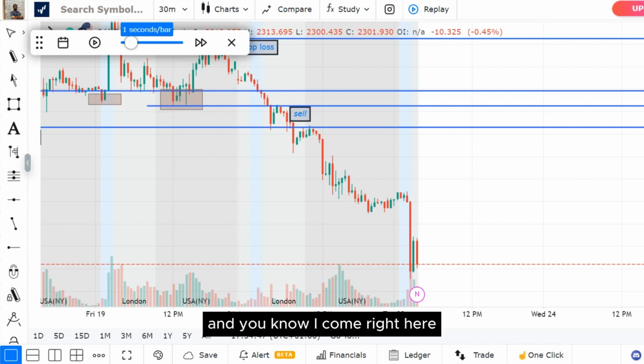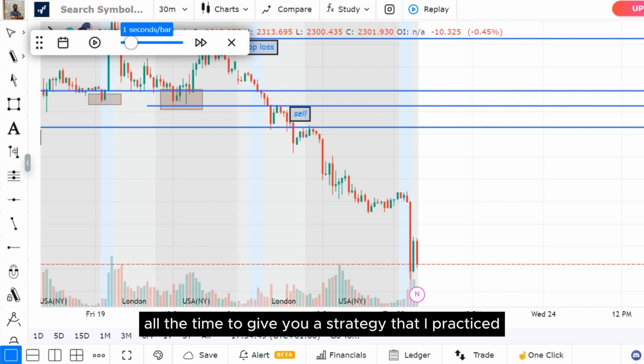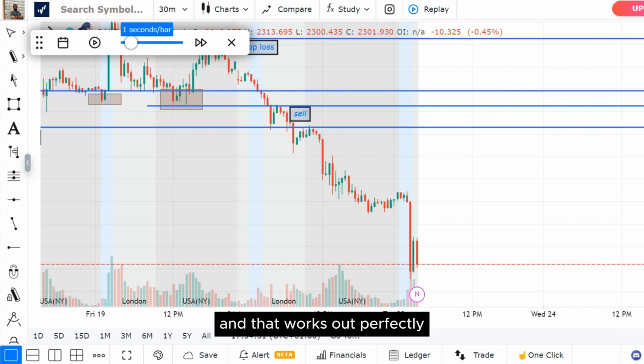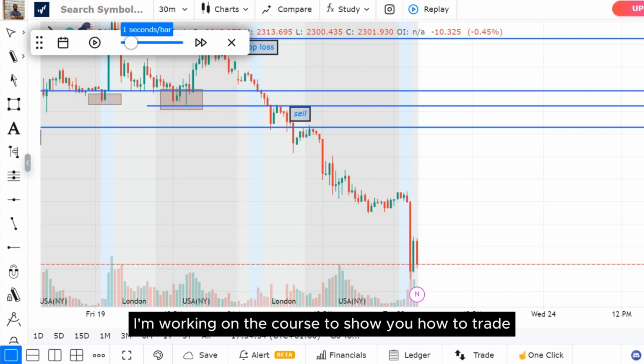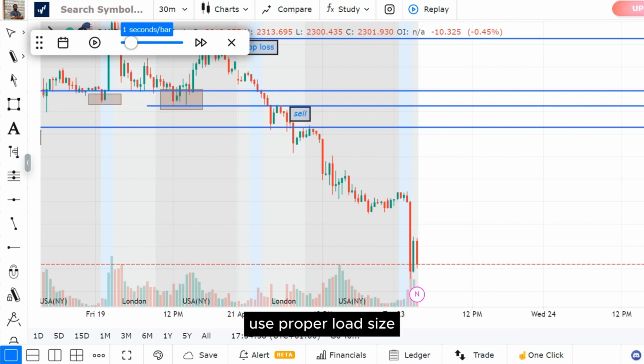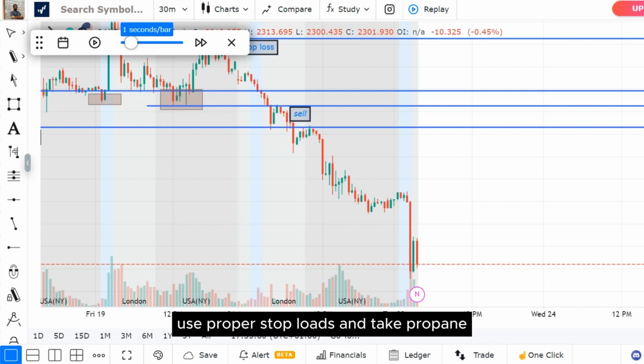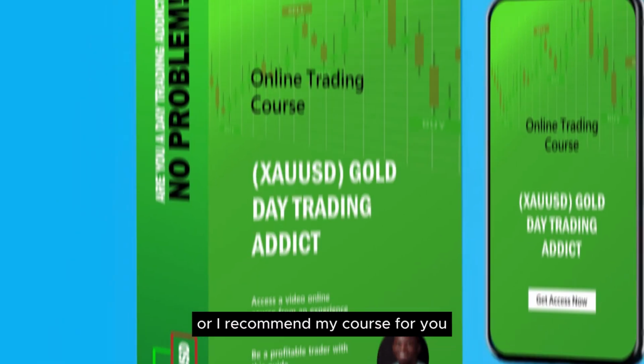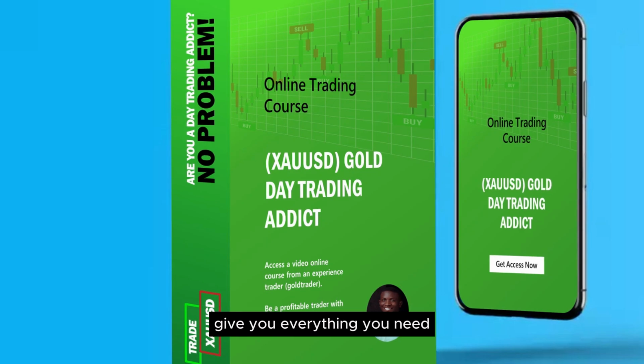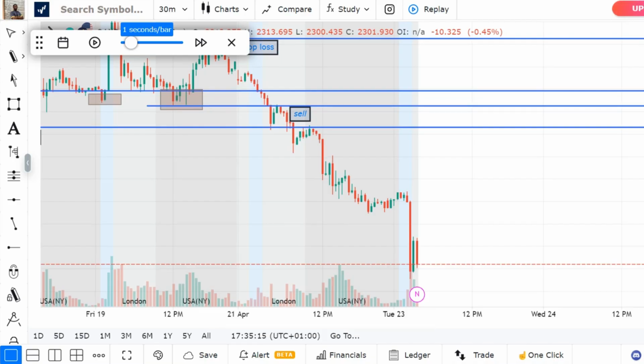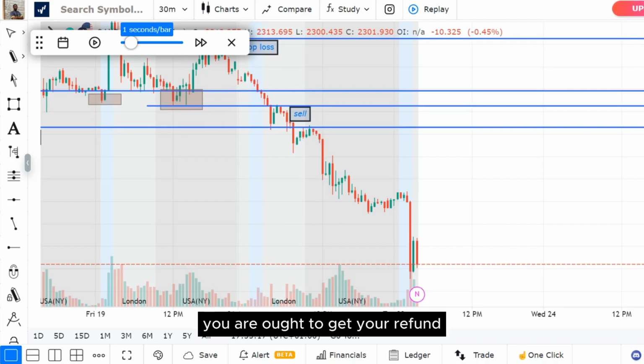And I come right here all the time to give you a strategy that I've back tested and that works out perfectly. And as I've told you earlier, I'm working on the course to show you how to trade, use proper lot size, use proper stop loss, and take profit. If you have not become a pro trader, please do not fund your account. Do not fund a live account. Make sure you at least get any course out there, or I recommend my course for you because it's actually going to give you everything you need. And if it doesn't work for you, you are entitled to a refund.